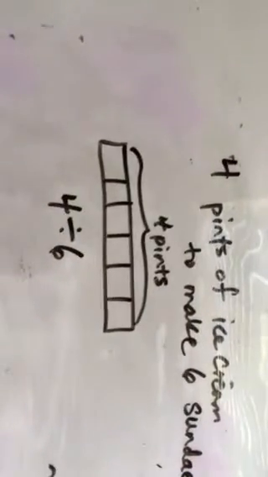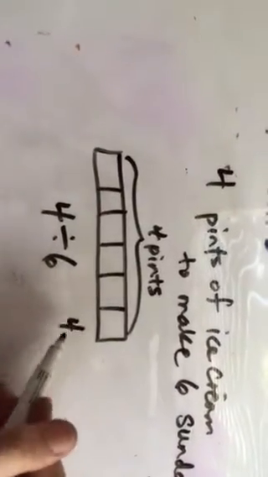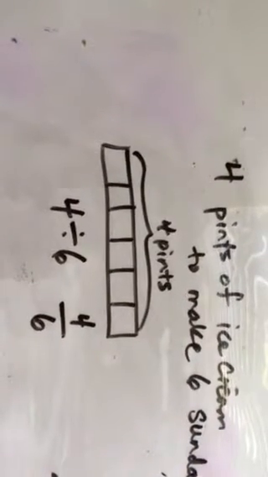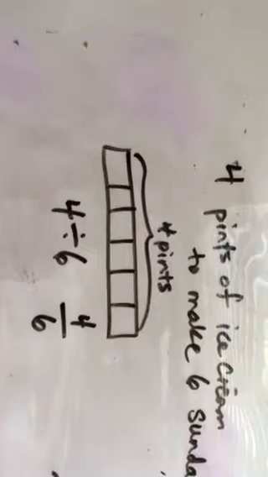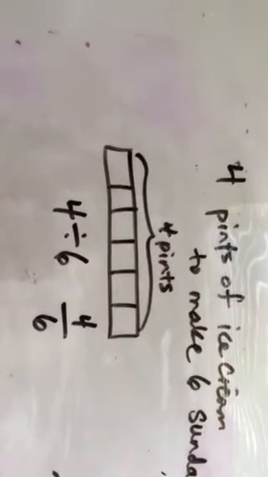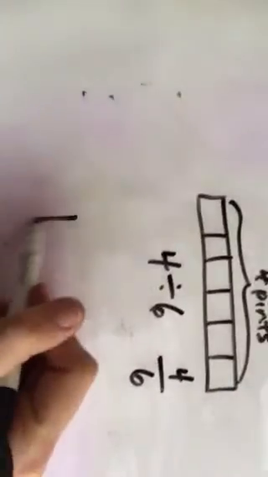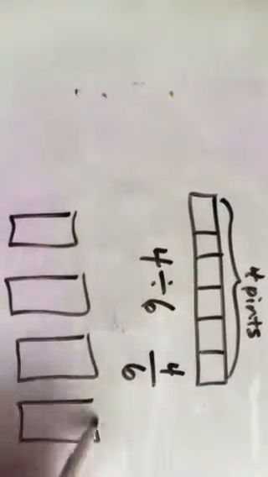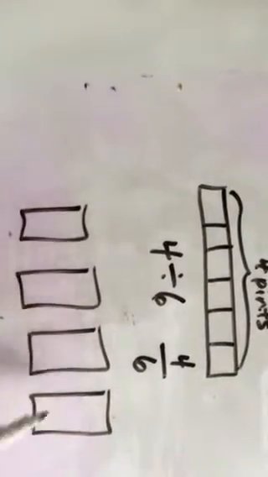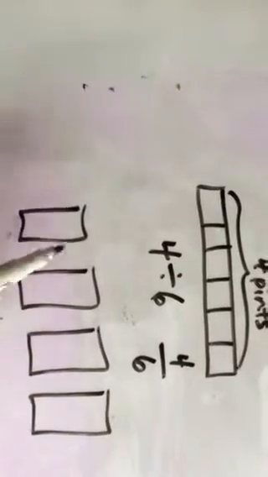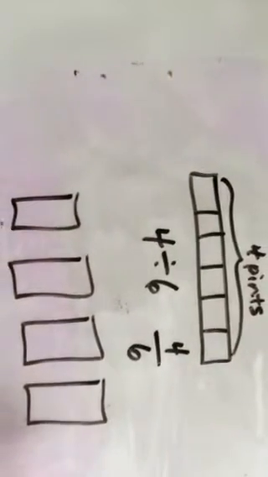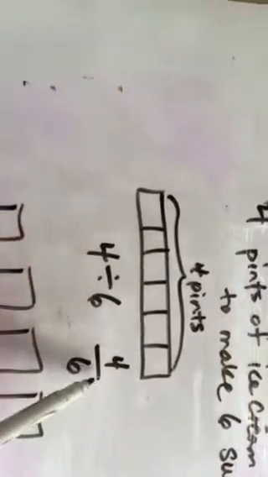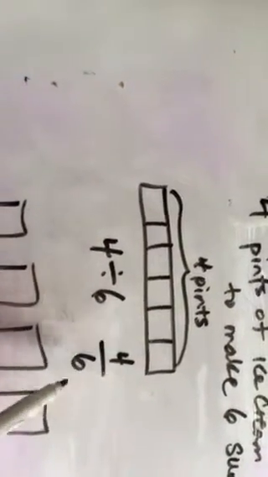Can I write that as a fraction? 4 divided by 6. If you don't believe me, draw out those 4 pints the way we did the cereal bars. Divide them all into 6 and count up how many you get. Trust me, it's the same as 4 divided by 6. Now, I never want to leave my fractions like this, right?